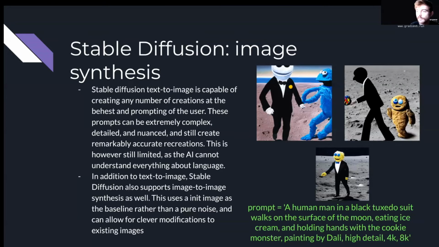Okay, let's continue. In addition to text to image, the current version of Stable Diffusion also supports image to image synthesis as well. This is where it uses an initial image as a baseline rather than pure noise, and can allow for clever modifications to existing images.